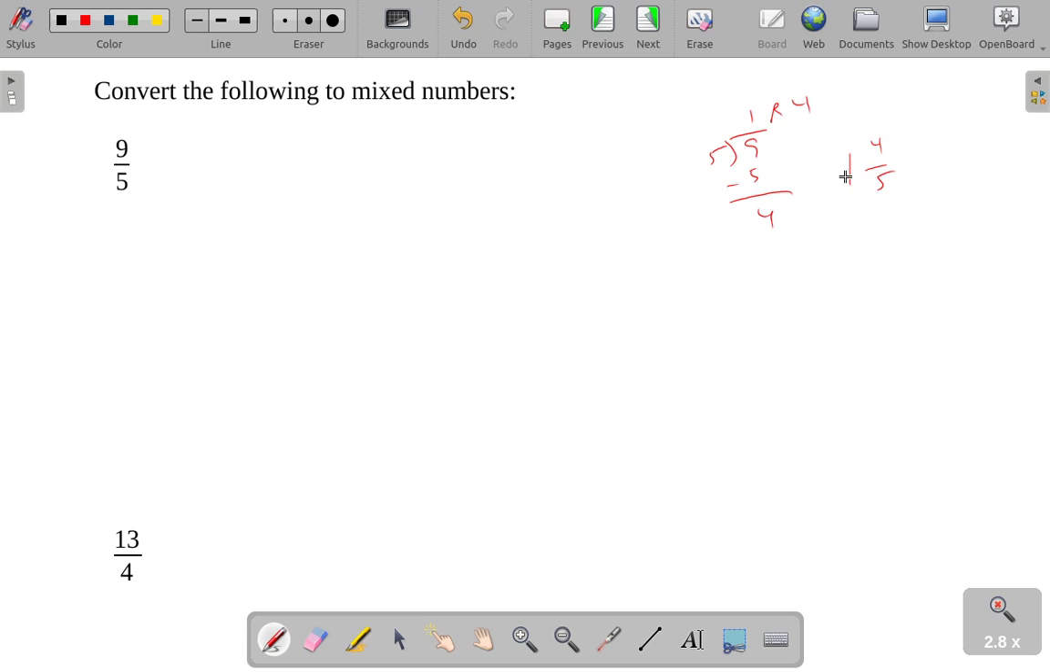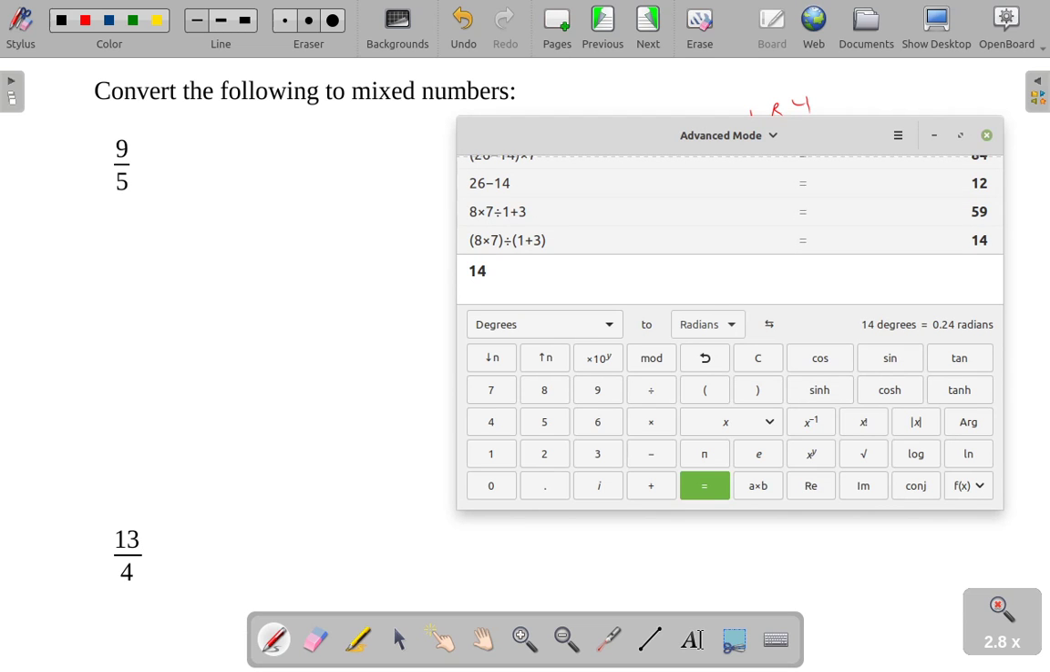So if you're comfortable using long division, that's one way of going about it, but I still recommend figuring out how to do this on the calculator as well. So to do it on a calculator, this says 9 divided by 5, so let's just do 9 divided by 5.